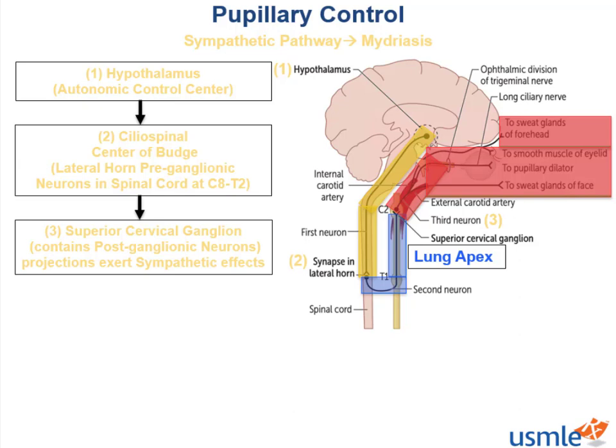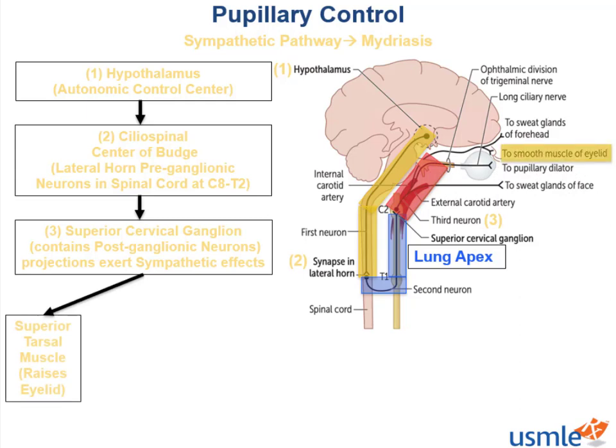From the superior cervical ganglia, postganglionic sympathetic fibers will exert the sympathetic effects on the eyelid, pupil, and sweat glands. The path of the third neuron is also high yield, as it travels like a fishnet on top of the carotid artery, through the cavernous sinus onto the eyelid, iris, forehead, and face. Starting with the eyelid, sympathetic activation assists in raising the eyelid via the superior tarsal muscle. Note the levator palpebrae also performs this action, but is not under sympathetic control.